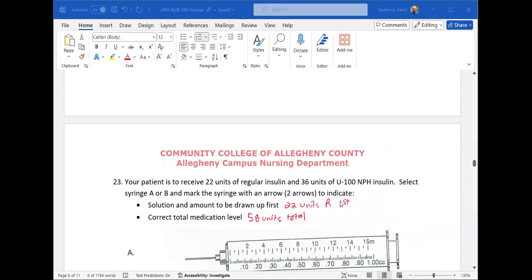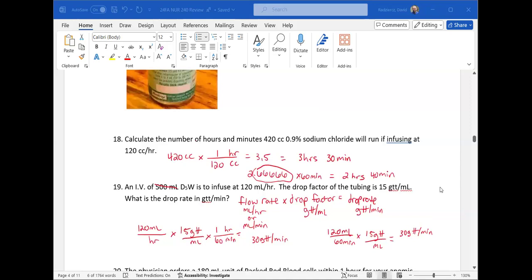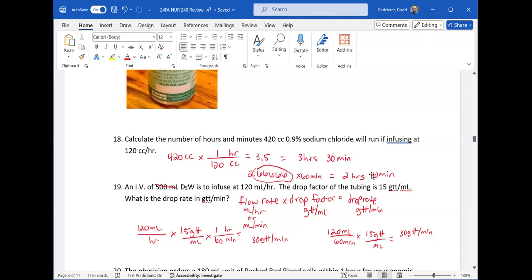All right. And then number 18. This right here is just an alternative scenario. Let's say you got an answer of 2.666666 after you did your cc's or milliliters divided by the milliliters per hour, and you got some weird number. If you wanted to convert those decimals to minutes, you would just multiply the decimals by 60 minutes. So if I take that 0.6 repeating and multiply it by 60, I get 40 minutes.